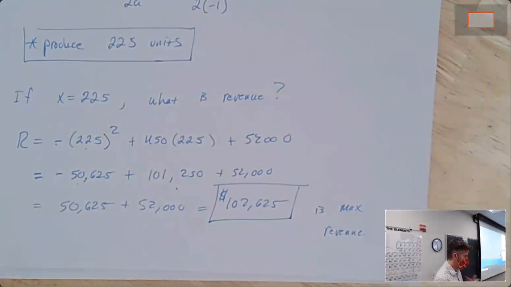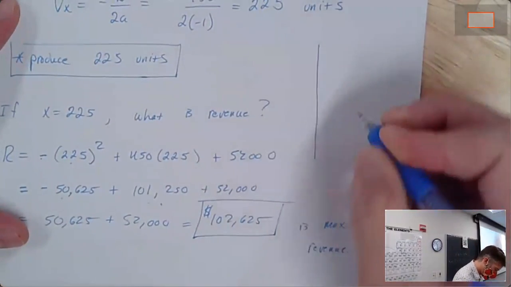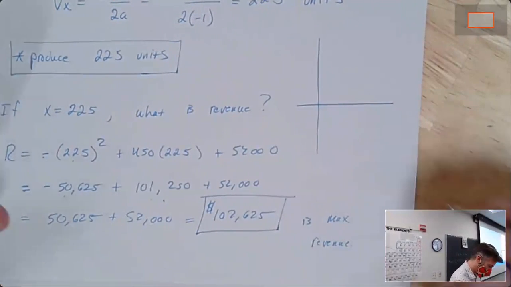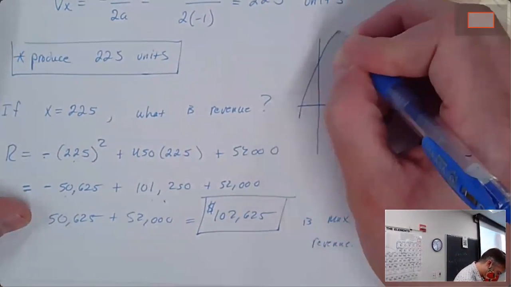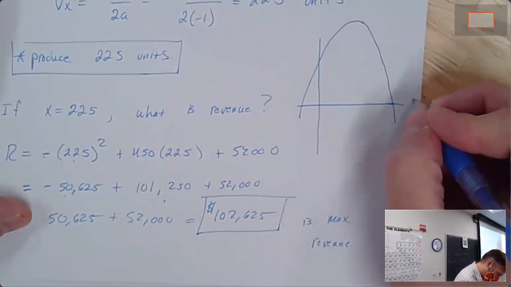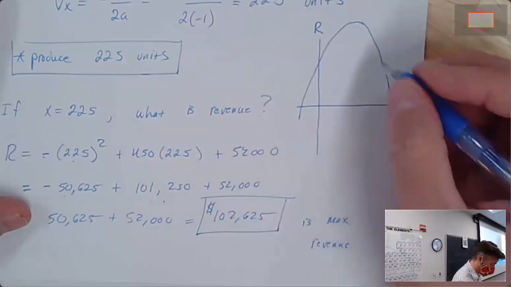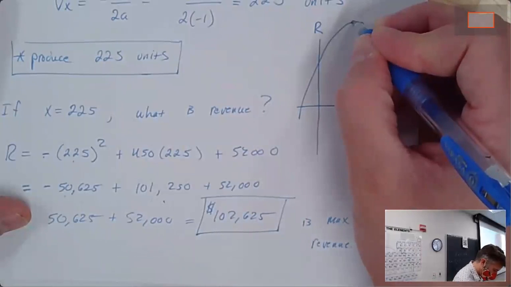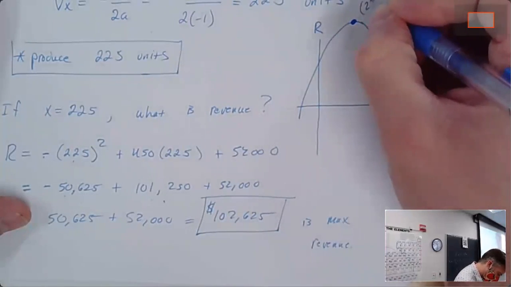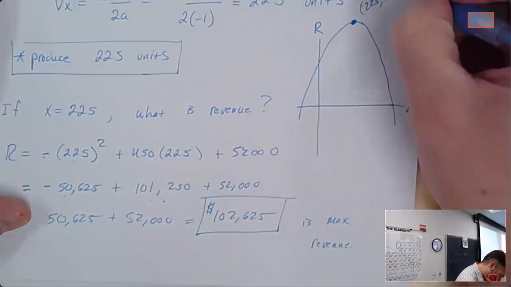And if you were to graph this, we got a little bit of room here, not a lot of room. I don't know exactly what it would look like, but it would look something like this, where the horizontal axis is the x-axis, the vertical axis is the y-axis, sorry, it's the r-axis. And that vertex there is the point 225, comma, 102,625.